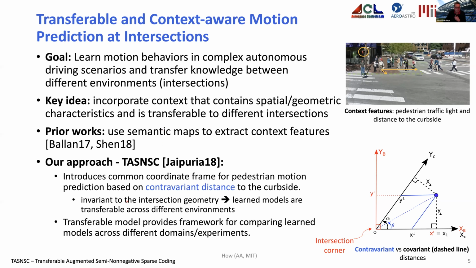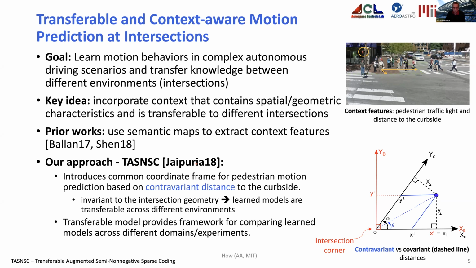So what we've been looking at then is this technique. It has an acronym that doesn't roll off your tongue. It's TASNFC, but it's transferable, augmented, semi-negative sparse coding. The first work was in the augmented sparse coding, then semi-negative sparse coding. And then we added the piece in this more recent work in 2018 that looked at highlighting the transferability.